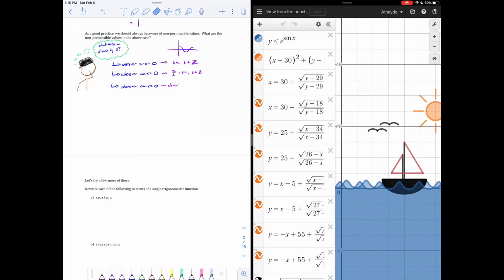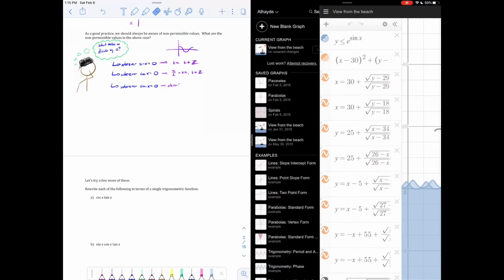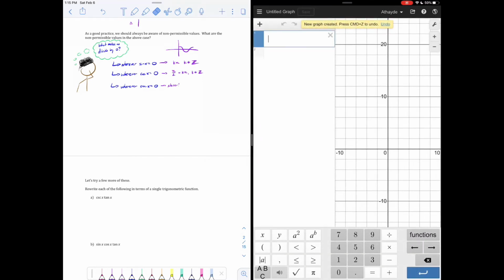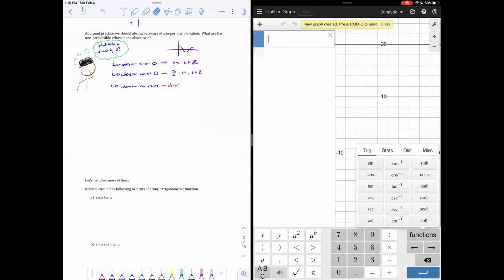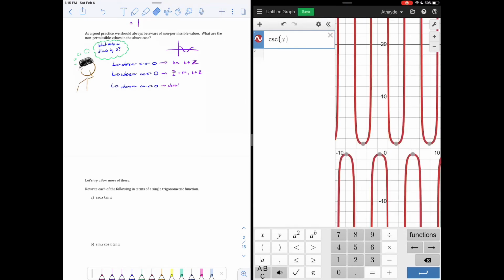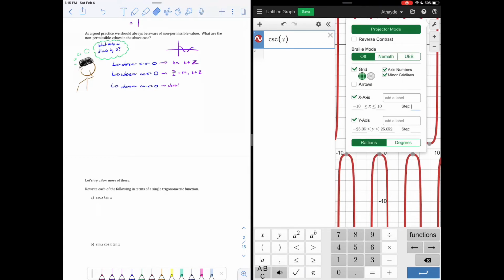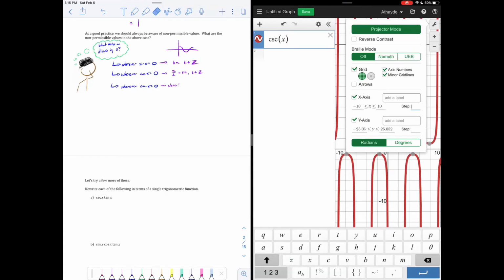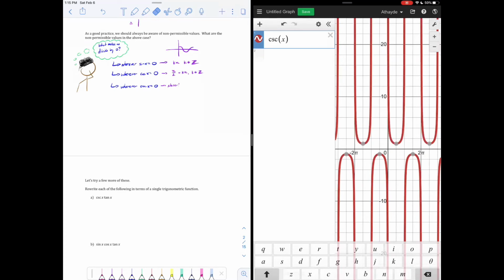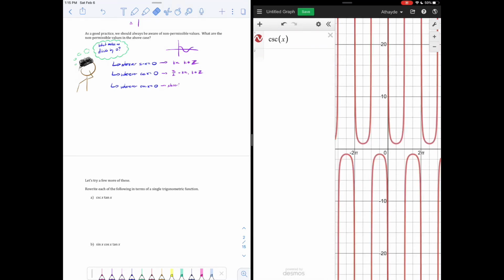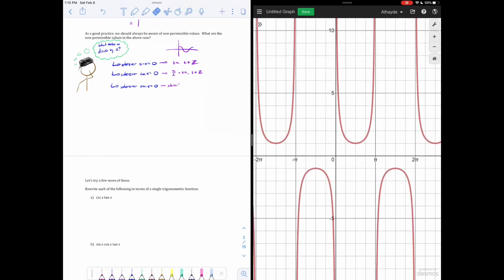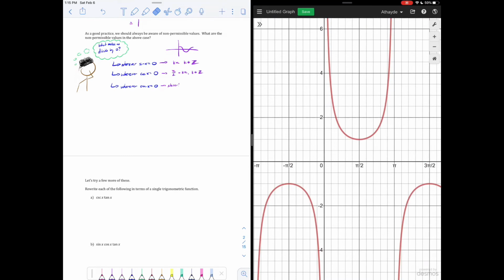If you want to see that happen graphically, sorry, I have to make a new graph here. Then function-wise, looking at cosecant of x gives us that. Now we can have this step go in pies instead. So this is the graph of y equals cosecant x. It looks like that, and it's never equal to 0. It's so sad.